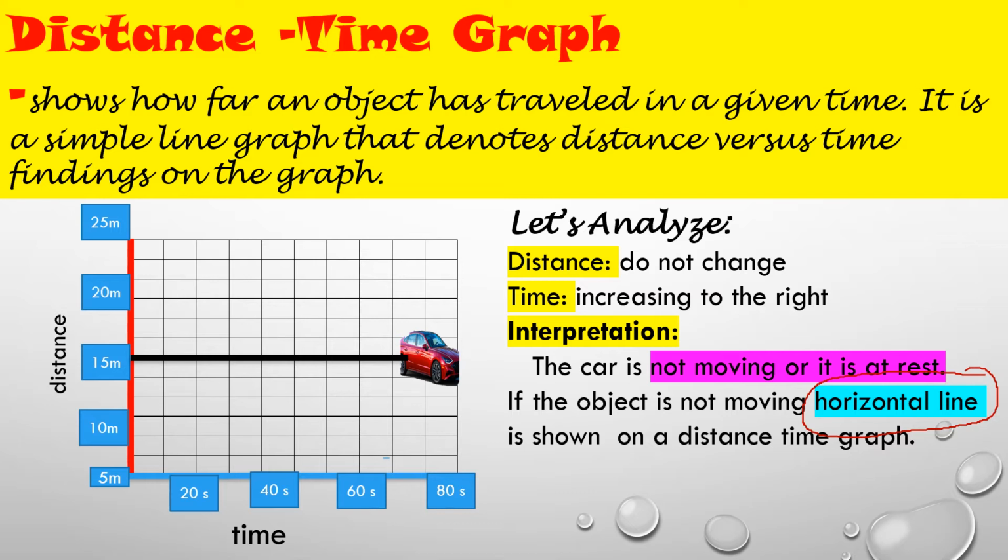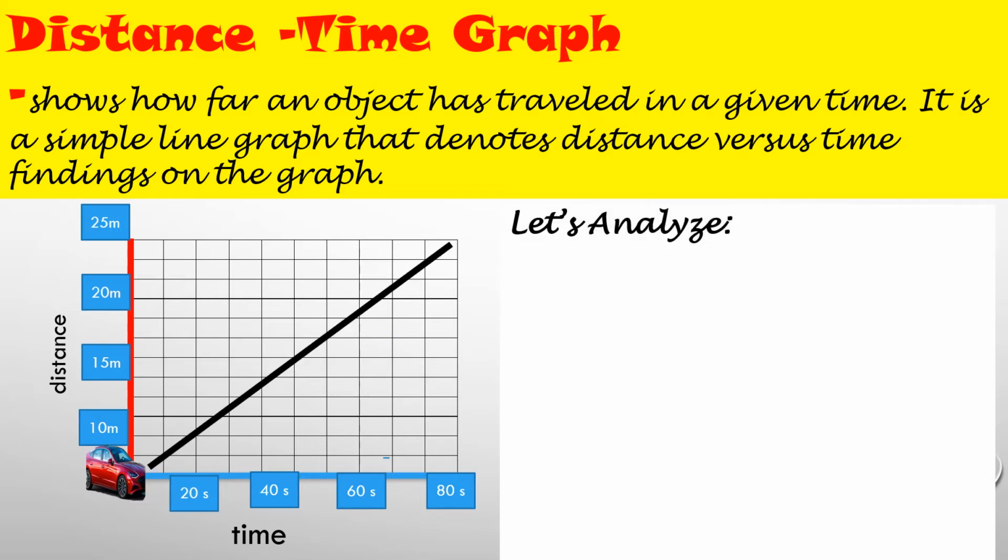15 meters. So, ibig sabihin, if we're going to analyze, yung car, although 15 meters siya, nandiyan siya, pero hindi siya gumagalaw. So, 80 seconds na 15 meters pa rin. So, ibig sabihin, the car is really not moving or it is at rest. Okay? Nagkakaintindihan? Okay, let's move now with another graph.